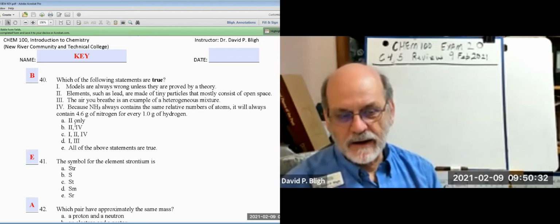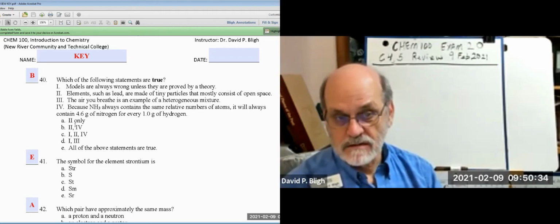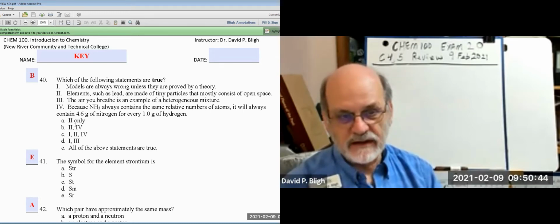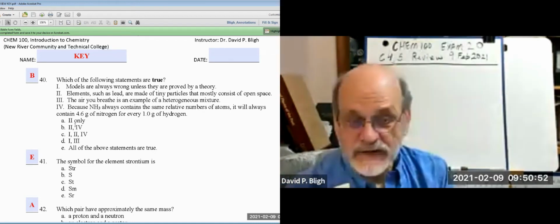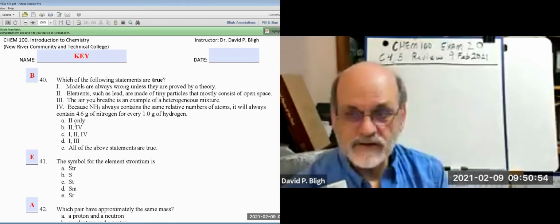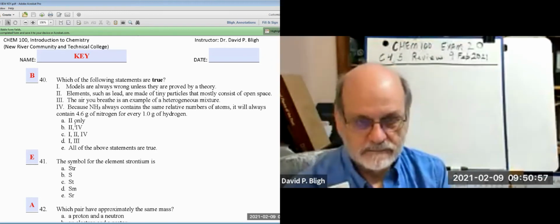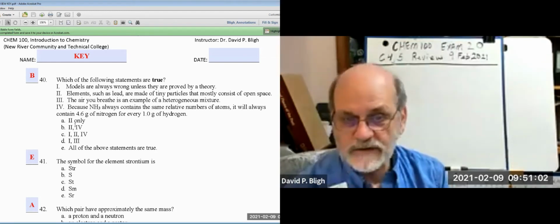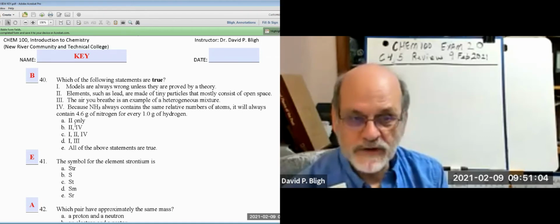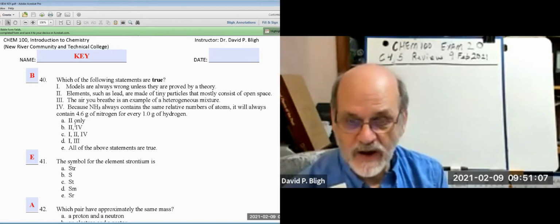So let's see. If 4, since 2 is true, if 4 is true, then we found that B is the answer. Can't be C, because 1 is false. So let's see, what about 4? Because NH3, which is what? NH3 is ammonia. Since that always contains the same relative number of atoms, it will always contain 4.6 grams of nitrogen for every 1 gram of hydrogen.